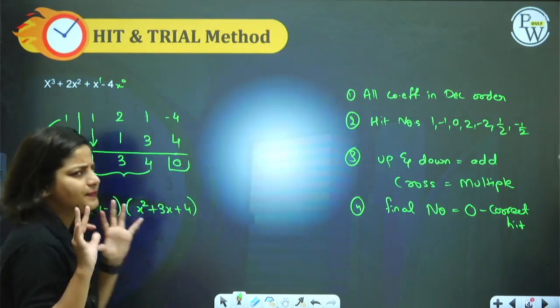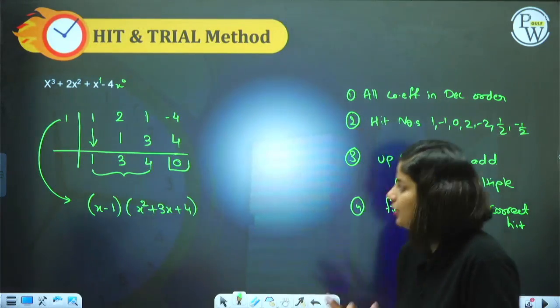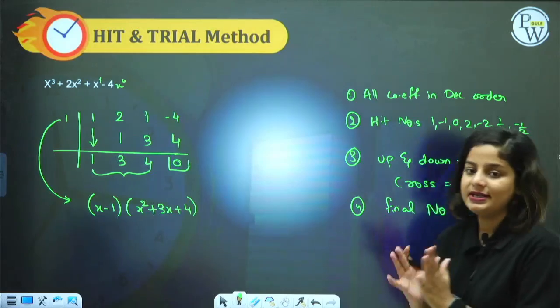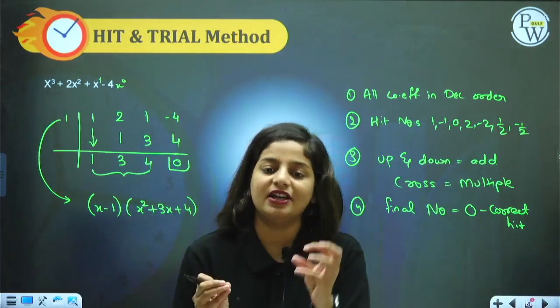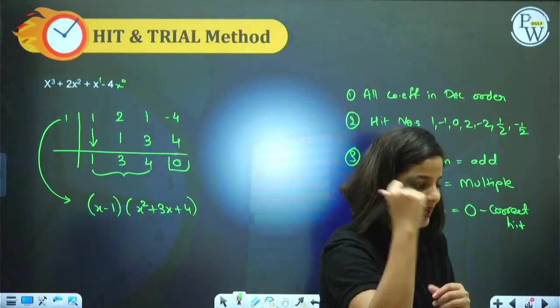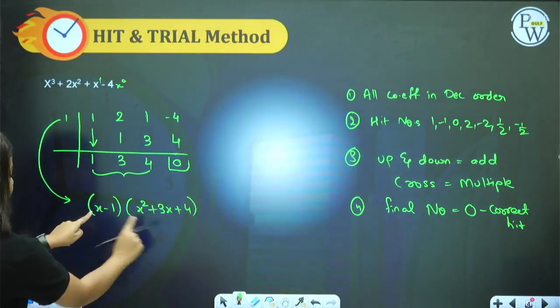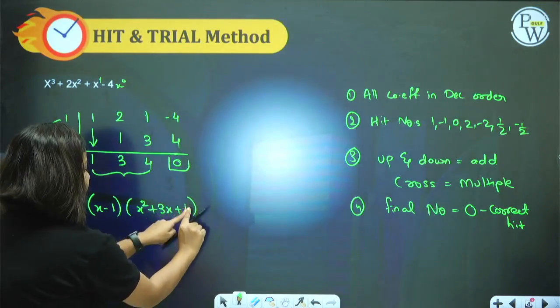Very easy, guys. Go slowly. You can slow the speed. You can try to understand. It's absolutely easy. Once you understand, it's a matter of a few seconds. (x minus 1)(x square plus 3x plus 4).